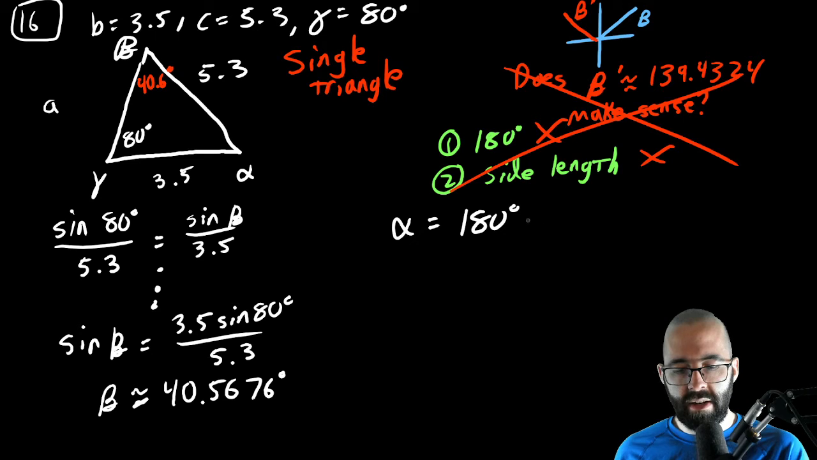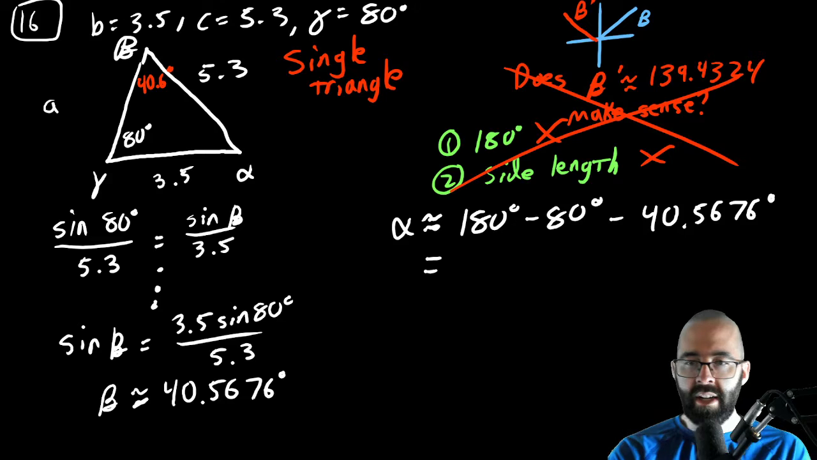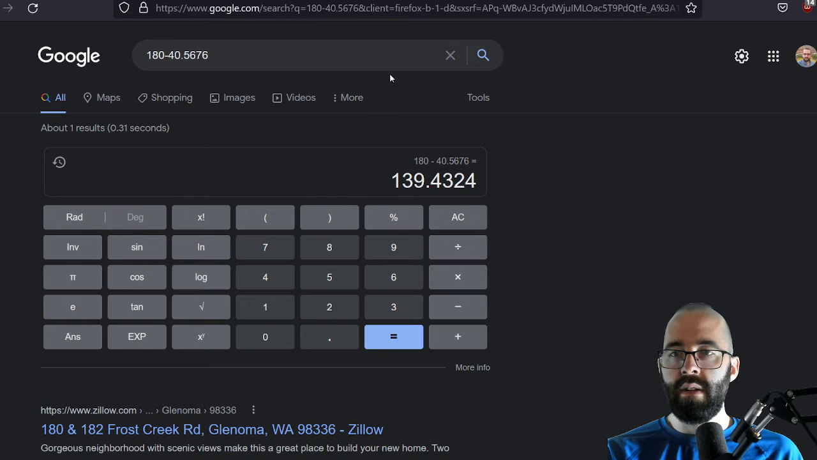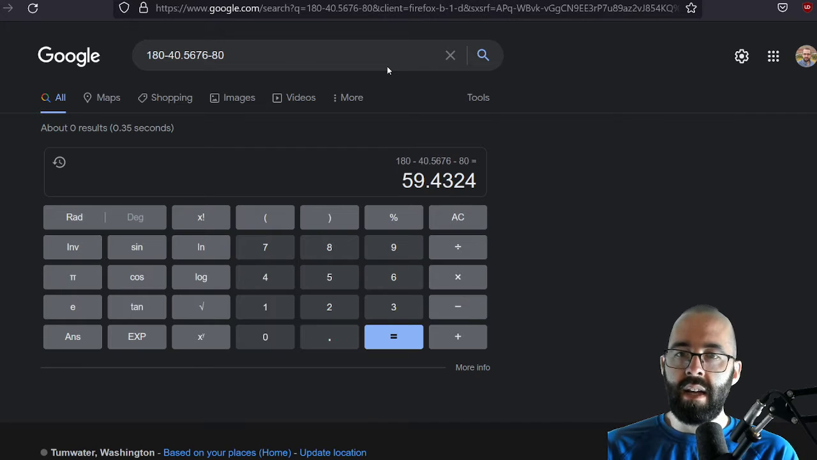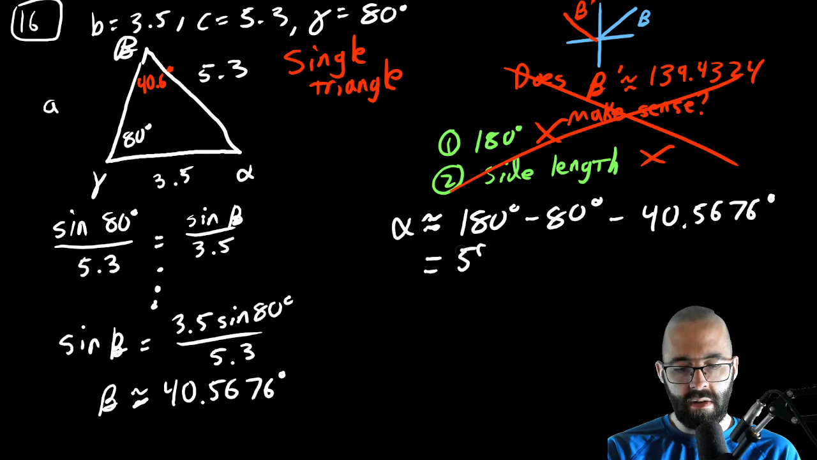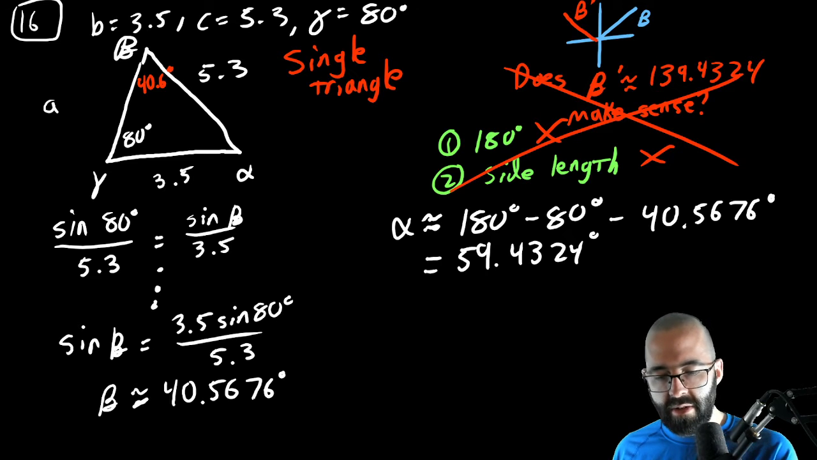All the angles in a triangle have to add up to 180 degrees. Type this all in, and you're going to get alpha. This minus that minus 80. Alpha is 59.4324, or about 59.4.